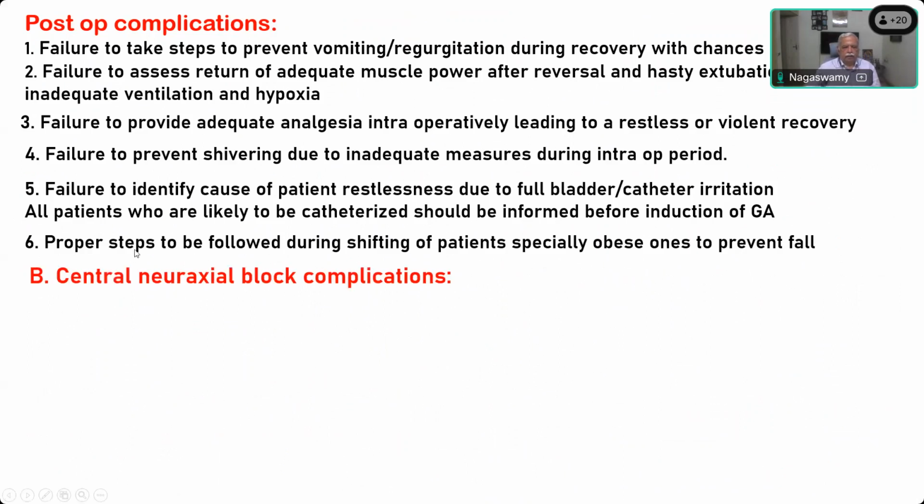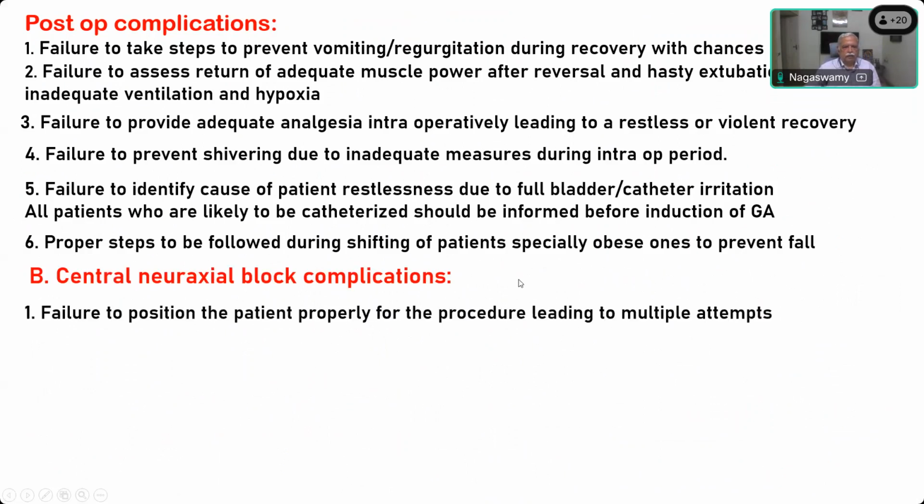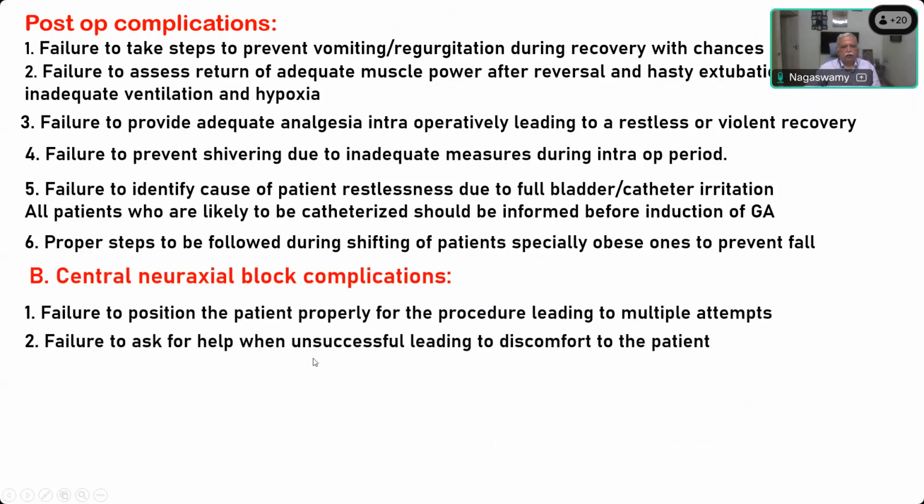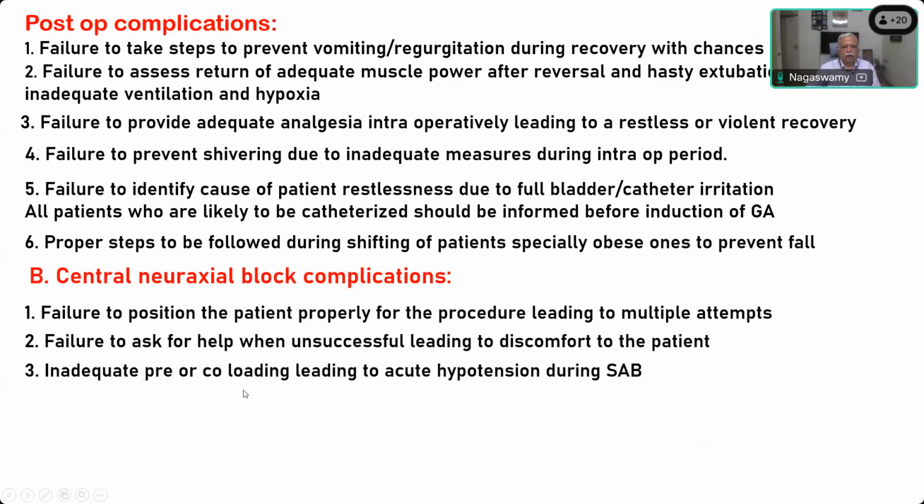Now coming to the second part of anesthesia, that is central neuraxial block complications. Failure to position the patient properly for the spinal, especially leading to multiple attempts, which she mentioned. Failure to ask for help. If you are not able to secure the subarachnoid block within 3 or 4 attempts, don't keep on trying. Ask somebody else to do that, and don't hesitate to ask for help to prevent discomfort of the patient.